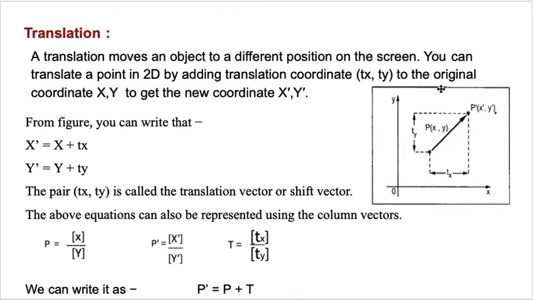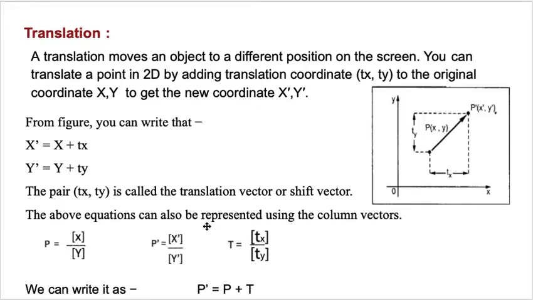From the figure you can see that x dash is equal to x plus tx. Similarly, y dash is equal to y plus ty. The pair tx and ty is called the translation vector or shift vector.